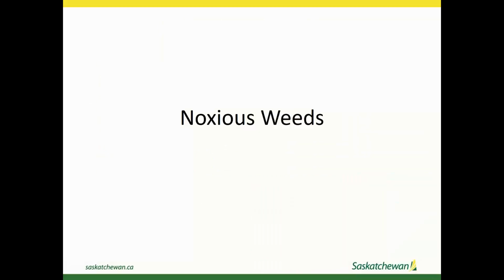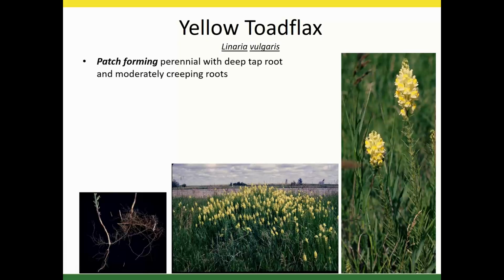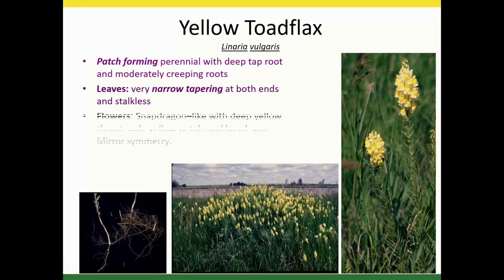So getting into the noxious weeds, we'll jump right into yellow toadflax, so we can compare that right away with Dalmatian toadflax. It's a patch-forming perennial with deep taproots and moderately creeping roots, so it makes a little bit wider patch-like formation than you'll get with Dalmatian toadflax. Something more akin to Canada thistle patch. The leaves are very narrow and taper at both ends, and they're stalkless, so they'll attach directly to the stem, and you can see that in that picture on the right-hand side.